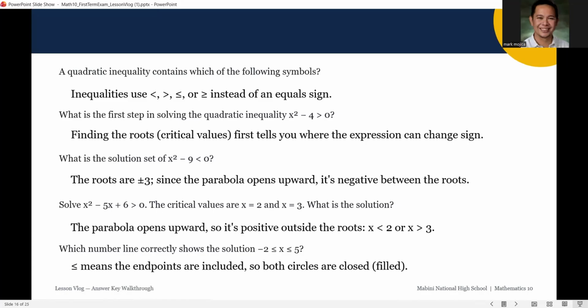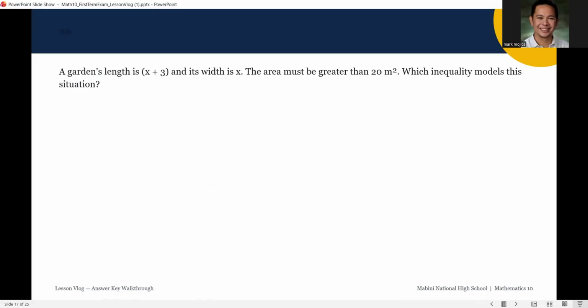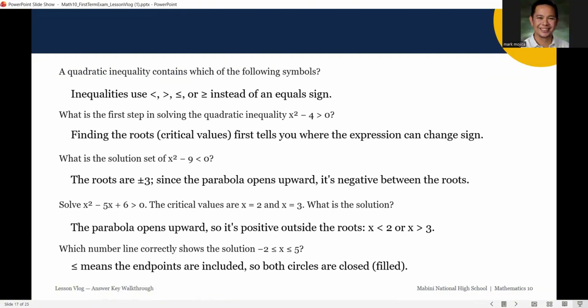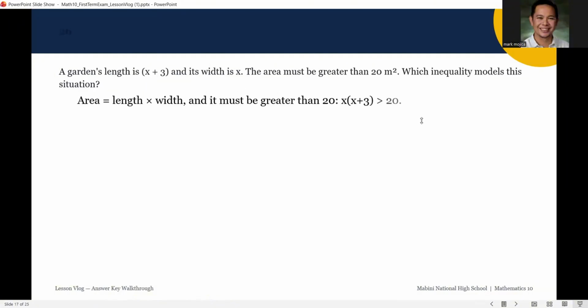Okay? Next, a garden's length is x plus 3 and its width is x. The area must be greater than 20 meters squared. Which inequality models the situation that we have? Okay? So here, if we analyze this part, our area is equal to length times width and it must be greater than 20. So, the correct inequality is x multiplied by x plus 3 greater than 20.